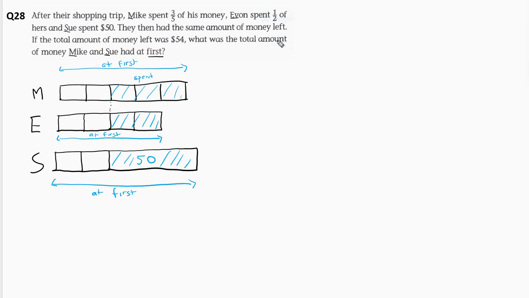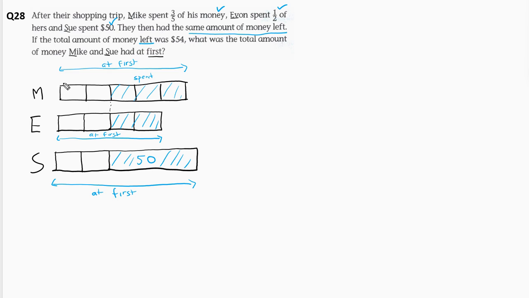Now, where are we? Let me just check if I've captured all of the information. Yes, I've captured that, and that, and the fact that they had the same amount of money left. Now, here's the next bit. If the total amount of money left was $54, I need to use that to work out the total amount that Mike and Sue had at first. So what is left? Well, what's left is these portions here: 1, 2, 3, 4, 5, 6 parts.